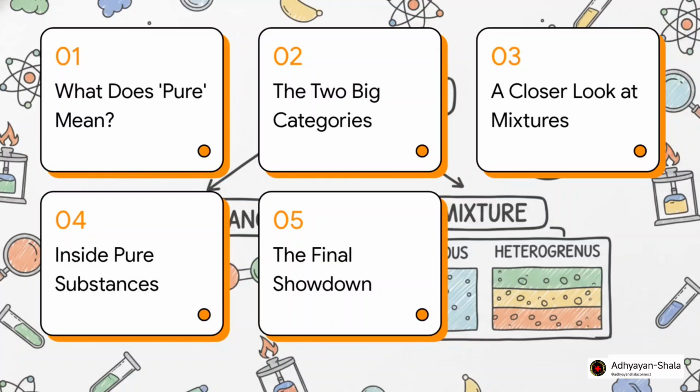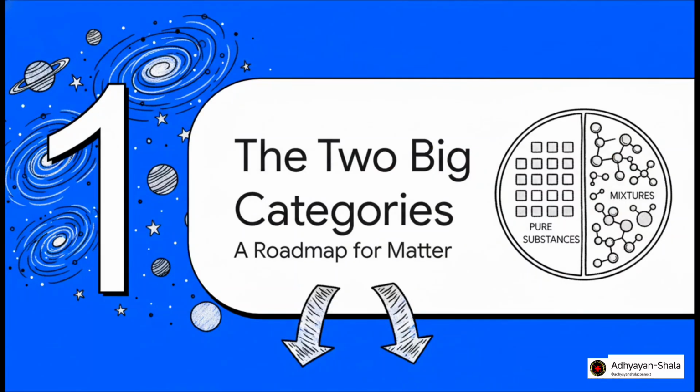Okay, so here's our game plan. First, we'll nail down what pure actually means. Then we'll look at the two big categories everything fits into. We'll take a closer look at mixtures, then peek inside pure substances. And to wrap it all up, we'll have a final showdown to make sure it all makes sense. Sound good? All right, let's start with the big picture.